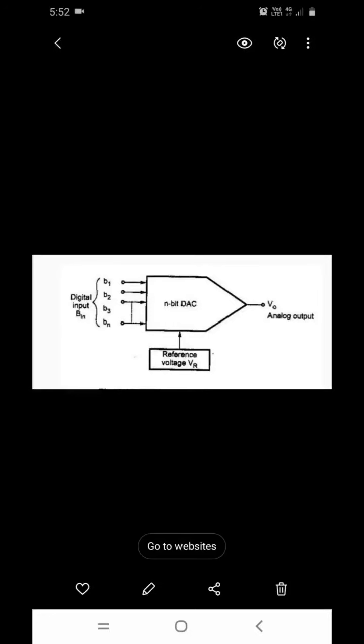Hello friends, in this video let us discuss in detail about the binary weighted resistor type of DAC. But before we do that, let us briefly discuss about the DAC. What is this DAC? DAC stands for digital to analog converter.